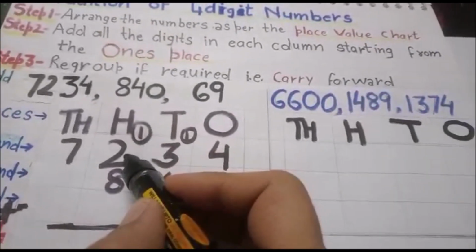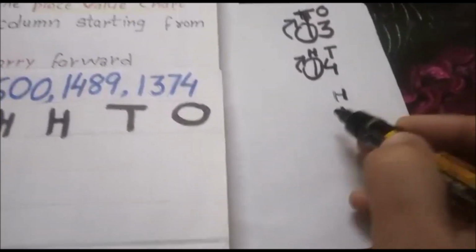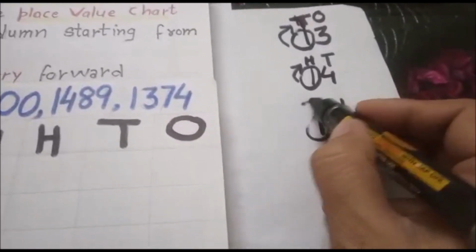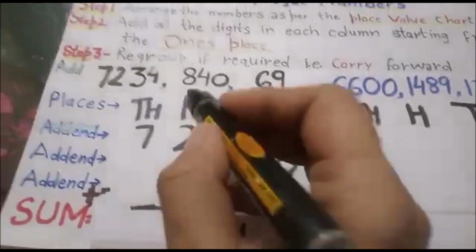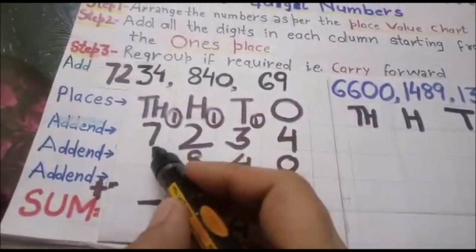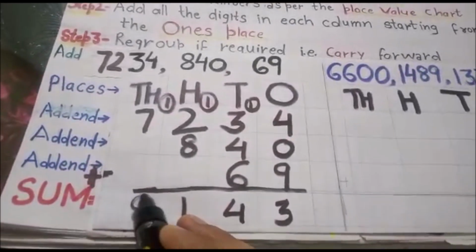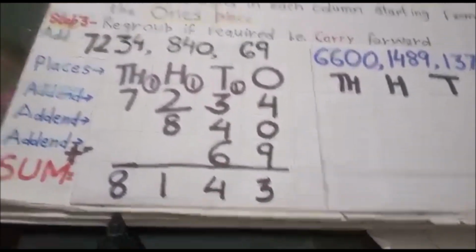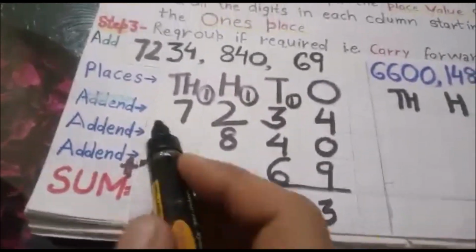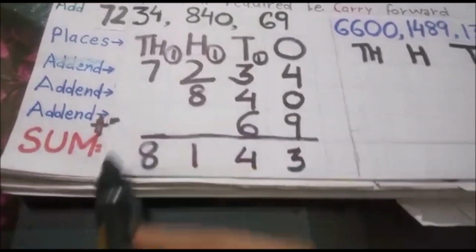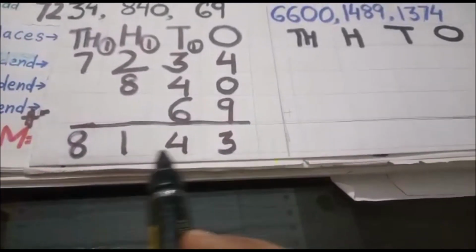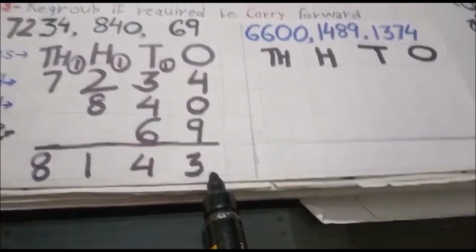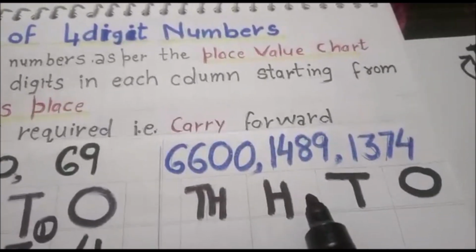Now add again. 1 plus 2 is 3. 3 plus 8 is 11. That means under hundred place we are having 11. So this carry forward will go to thousand place. That means here 1 and 1 will be carried forward. And under thousand place 7 plus 1 is 8. So this is our final answer. This is called sum. And the numbers to be added are called addends. So our sum is 8143.